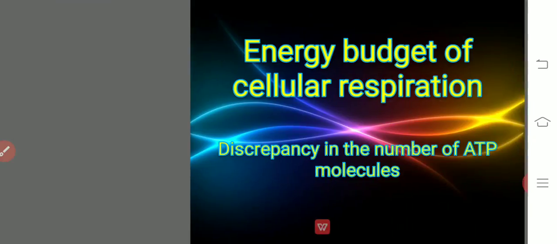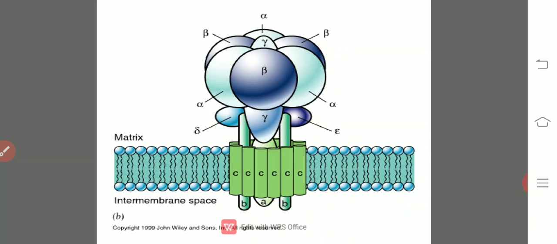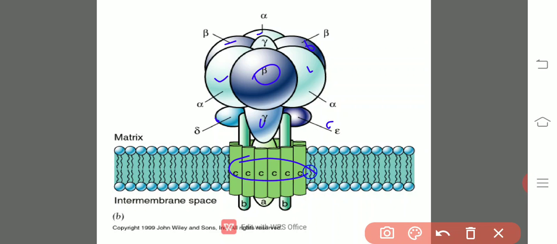So this picture is somewhat clear here. We will see all the subunits, 3 alpha and 3 beta. The light blue color is alpha, and the somewhat thicker ones are the beta. Here it is gamma, delta and epsilon. So C, A, B, like this.